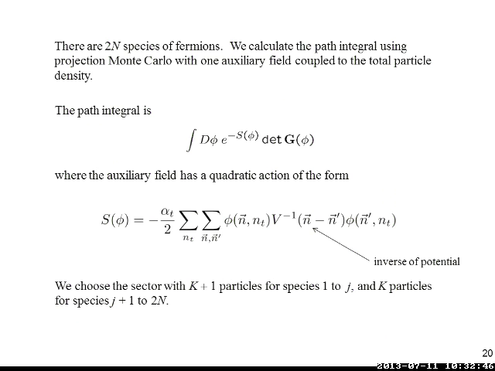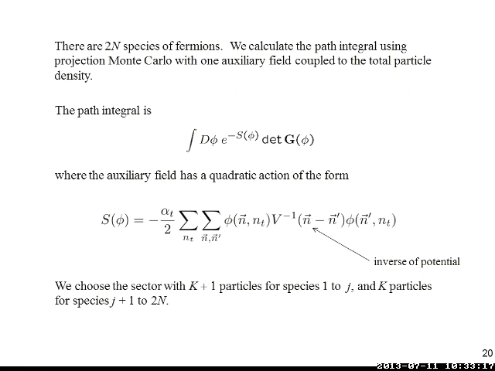So I can write this as a path integral of just a single auxiliary field, the action here for the auxiliary field, with a determinant G. Phi is coupled to the total density, n dagger n. All you need to do to get the potential is simply have the inverse potential in the kernel of the quadratic form. Then when you integrate over phi, you get the interactions. Now, how do you prove this theorem?